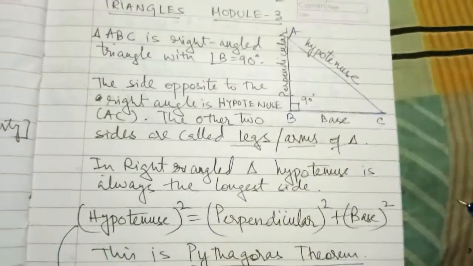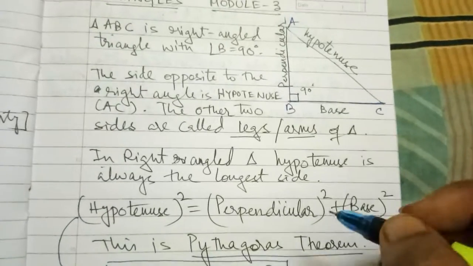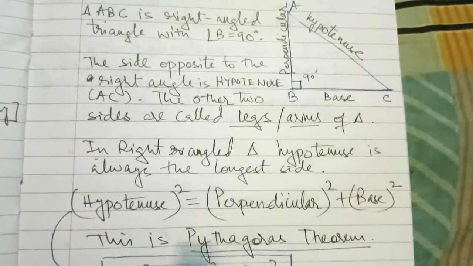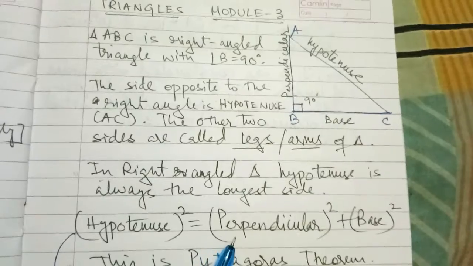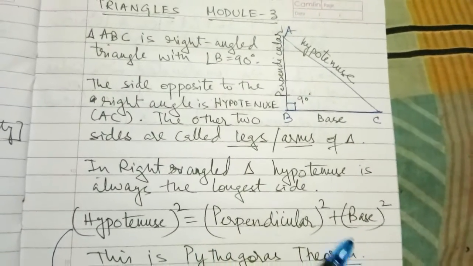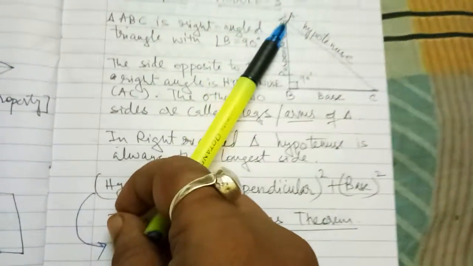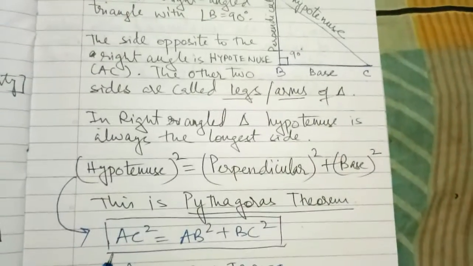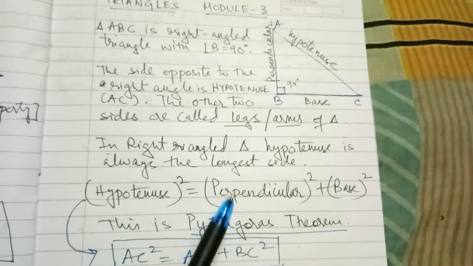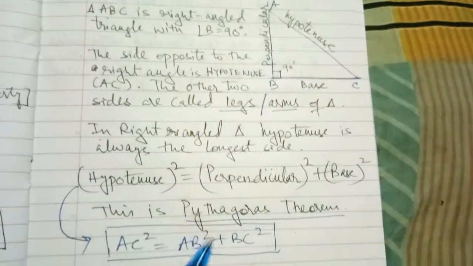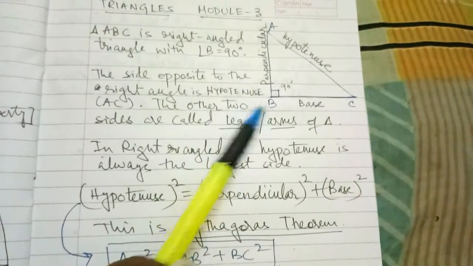So from here we learn the Pythagoras theorem. What is that? Hypotenuse square equals perpendicular square plus base square. In short, I have written the names of the sides. The hypotenuse is AC, so I have written AC. The perpendicular is AB, so this is AB square, and this is BC square.